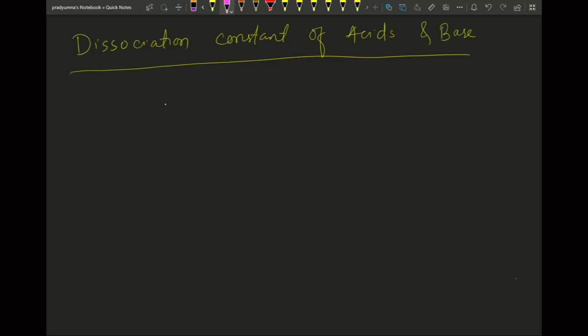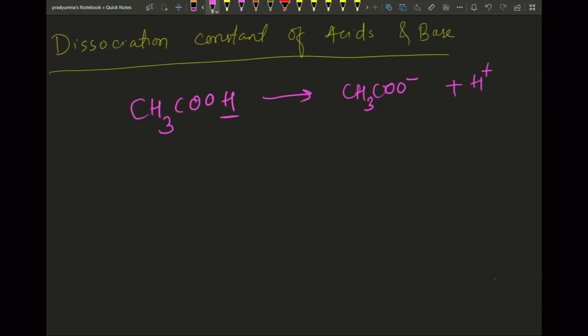So what is a weak acid? A weak acid is something that does not dissociate entirely. If we put in acetic acid, which is vinegar, some of the acetic acid is going to dissociate. They're going to dissociate like this: CH3COO- plus H+ ions. The acidic proton is lost, and because this is a weak acid, the reaction can go in the backward direction as well.